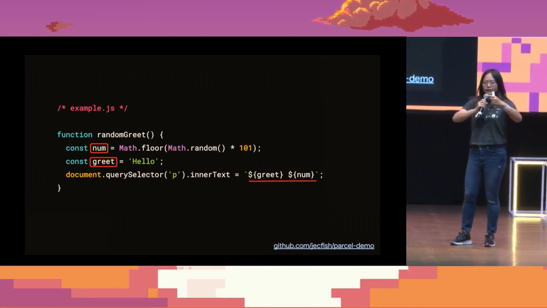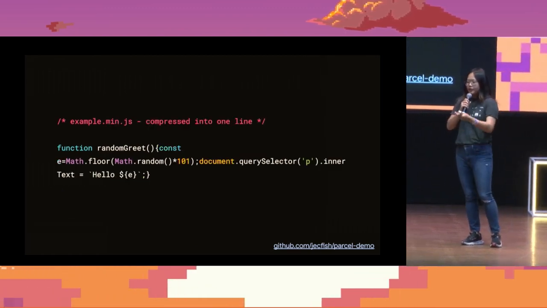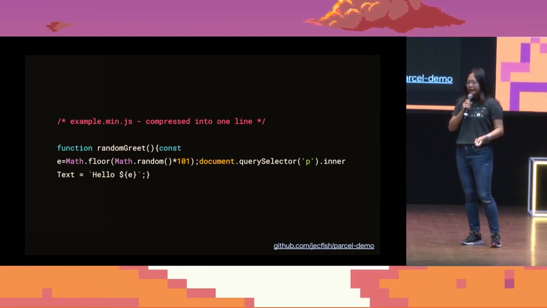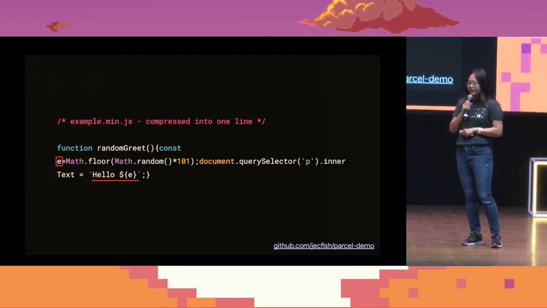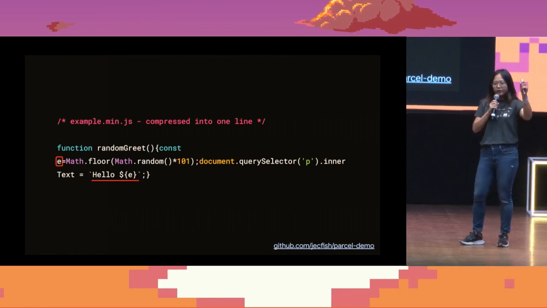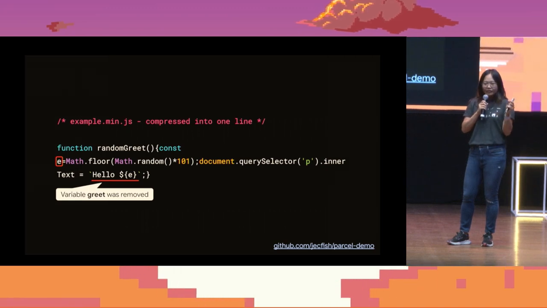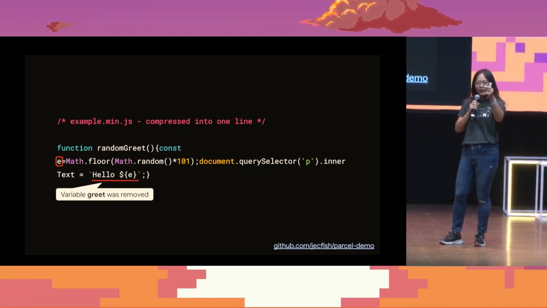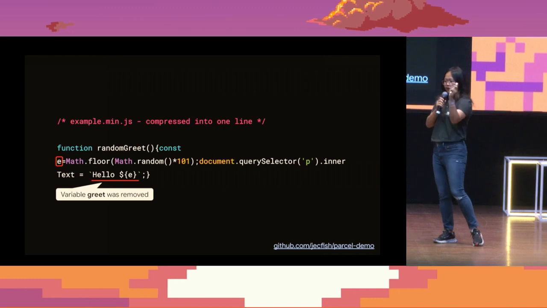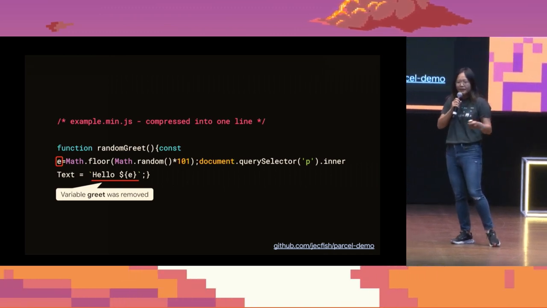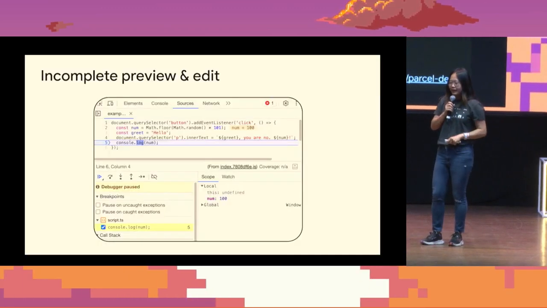Now you use webpack or any bundler to build the file and minify it. This is your output, so everything becomes one line. And you can see that the text becomes hello E. We still have the E, so E is your number variable, minified to E. But the greet variable is gone. When you build it, it is smart enough to know that that is a static string and you only use it once. So it embeds it straight away in the output, which is better for your performance. This is good for performance, but this is not good for debugging.